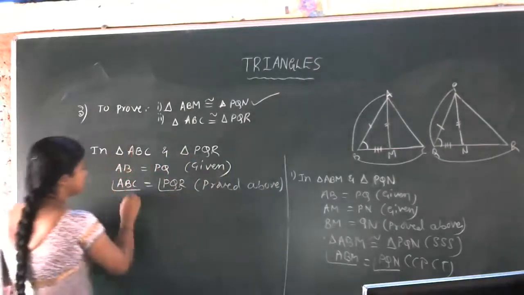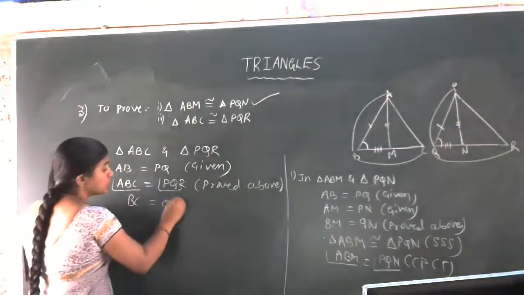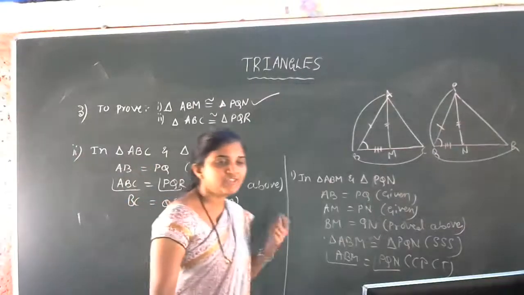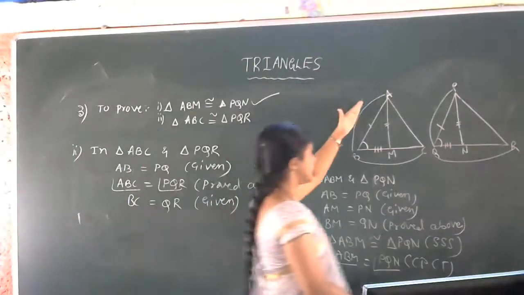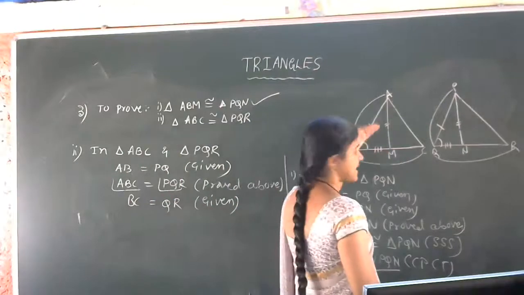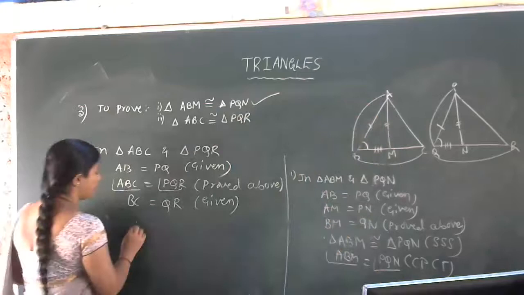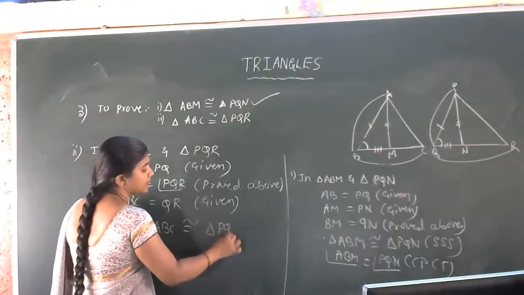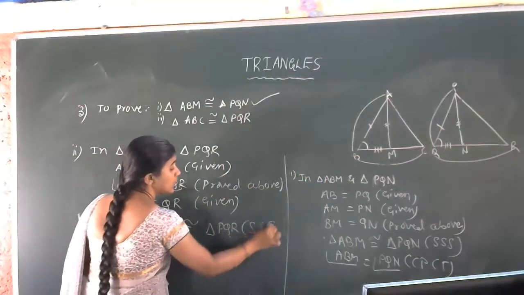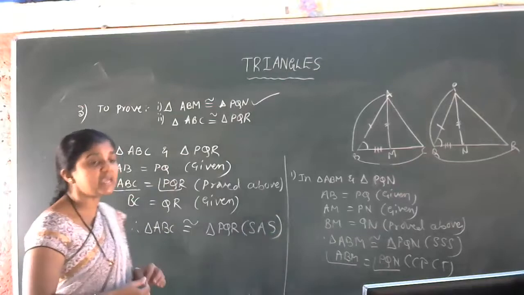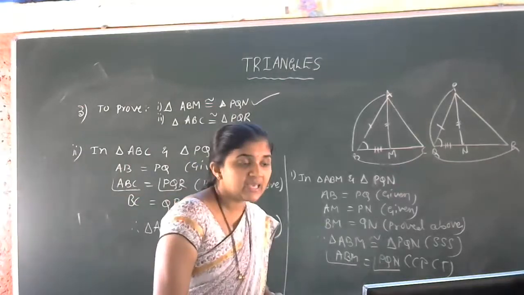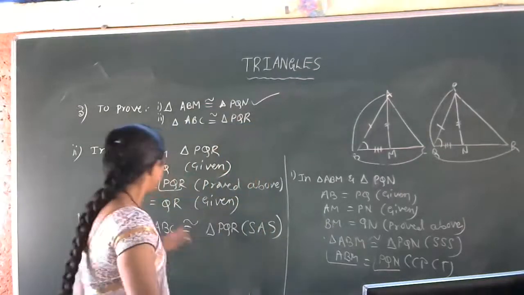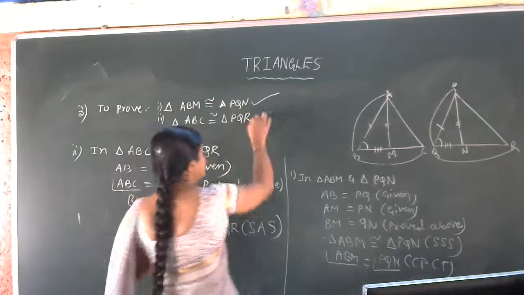Now the third one is given only: BC side is equal to QR side. It is given only. Now, which congruency criteria? Yes, of course, SAS. Is that clear? So therefore, triangle ABC is congruent to triangle PQR according to SAS congruency criteria. Is that clear, students? So this second proof is also over.